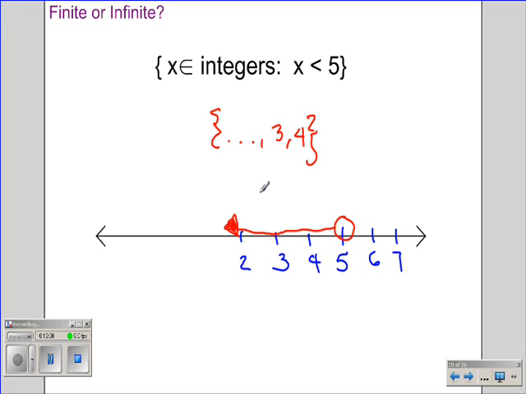Is this set countable? No. Does it have a starting point? It starts at 4. Does it have an ending point? No, therefore it is infinite.